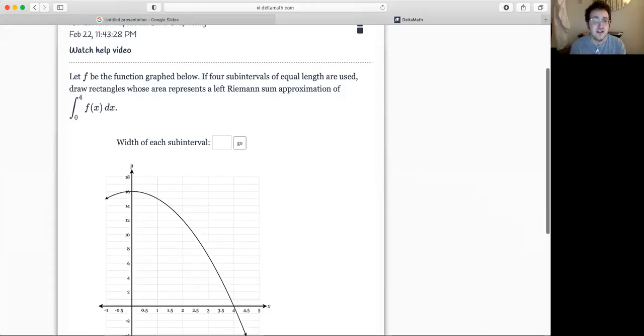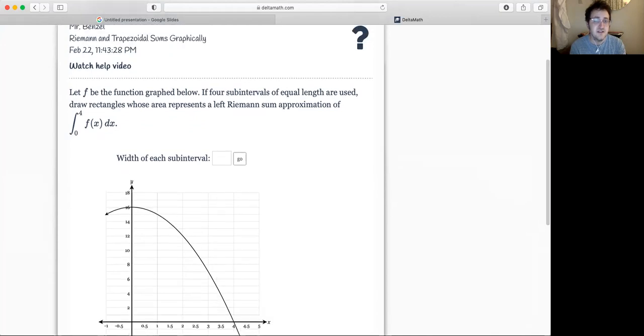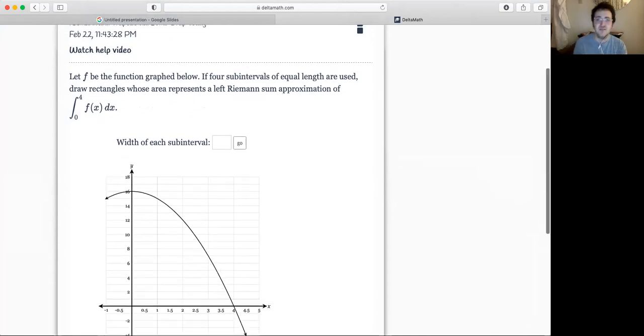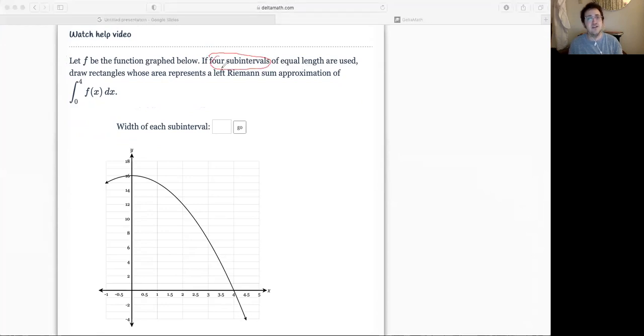All right. Now what we're going to do is look at Riemann sums and trapezoidal sums graphically. So this is your typical Delta Math exercise. The directions always tell you how many intervals. So 4 subintervals of equal length are used. And this is a left Riemann sum.